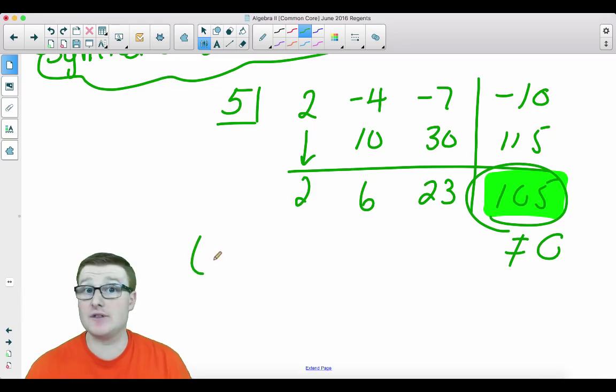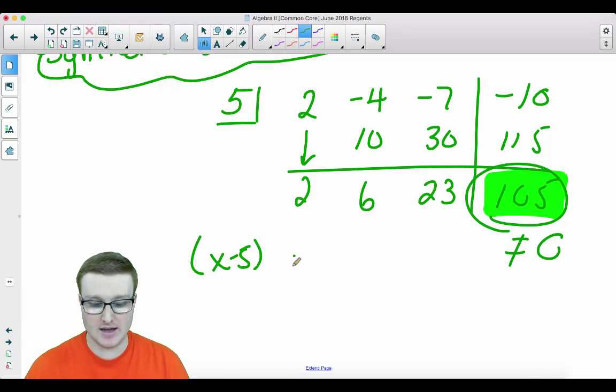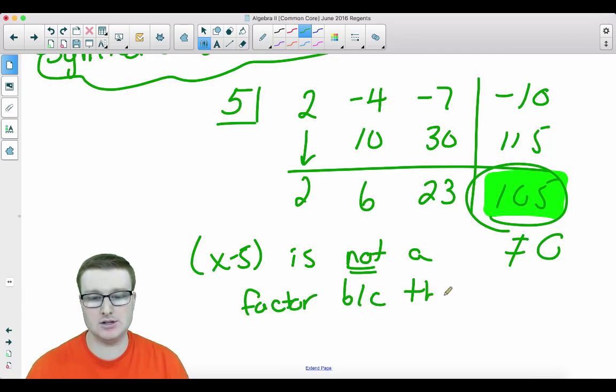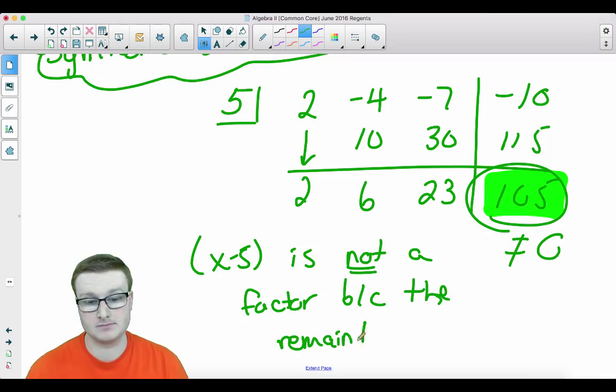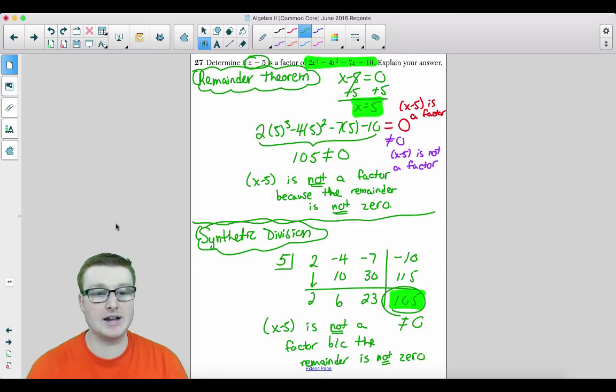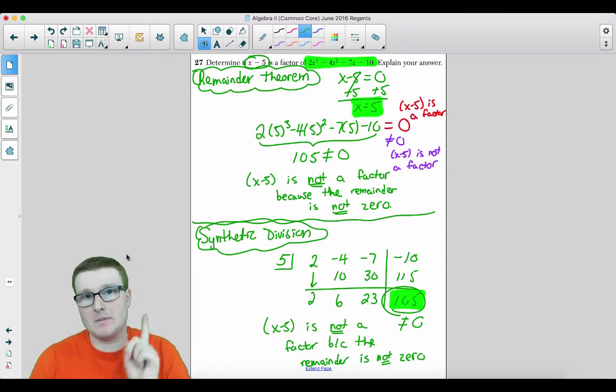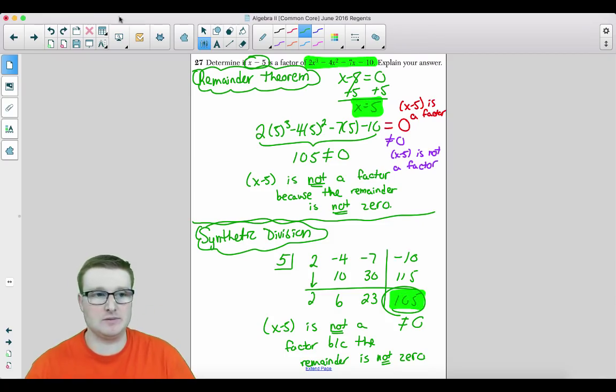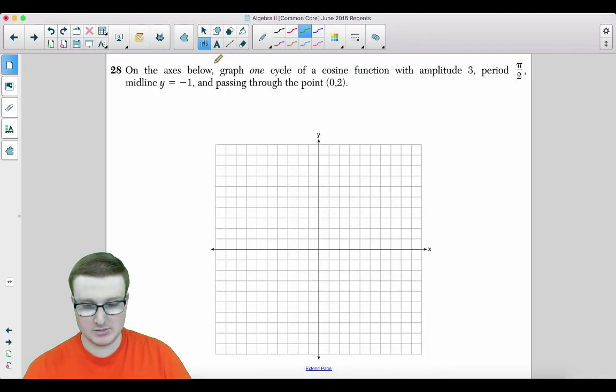So for your answer for this explanation, we're going to say that x minus 5 is not a factor because the remainder is not 0. Same explanation, just different work. Okay? Not too bad of a question. You've got to know both of those theorems, the remainder theorem and synthetic division. Okay, moving on to number 28.